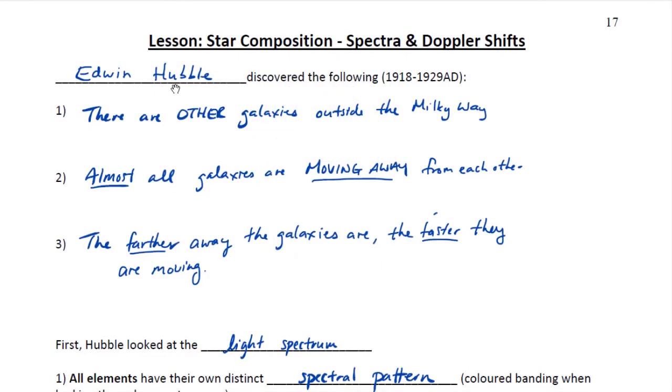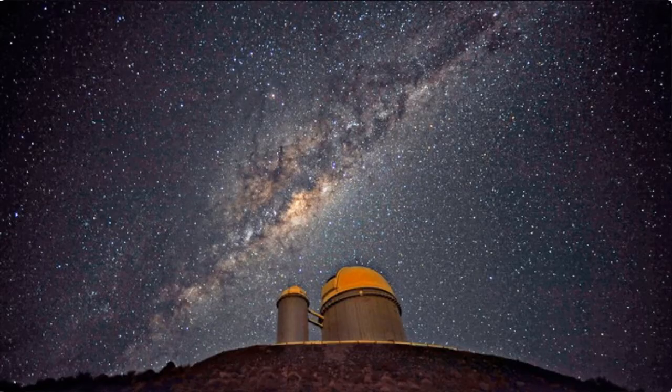Now, Hubble is a man who did a lot of work on astronomy in the early 20th century, or 1900s, and he is famous for saying these three things. He said there are other galaxies outside the Milky Way. What's the Milky Way again? This is the Milky Way.